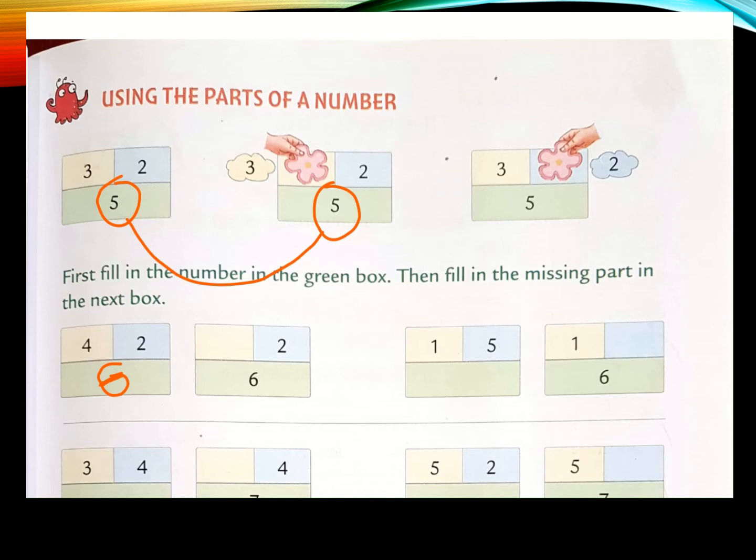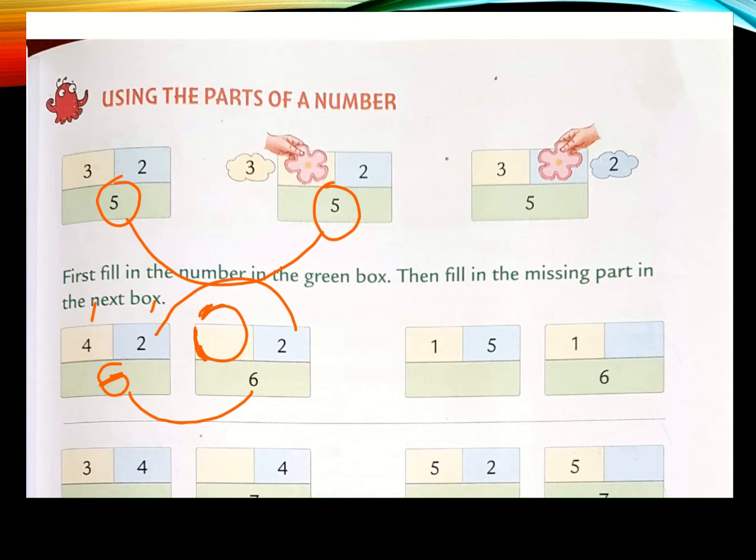So 4 plus 2 gives you 6. So what is the number missing over here? Without doing any kind of calculation, can you guess the number that would come here? You have 6 and 6 here. You have 2 and 2 here. So what is the number missing?